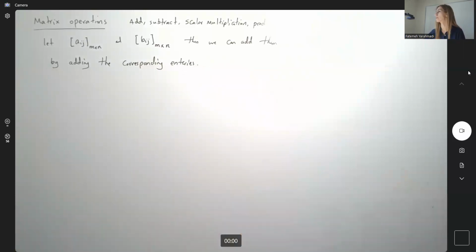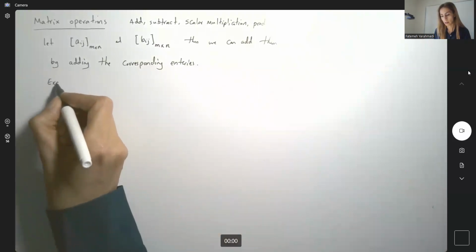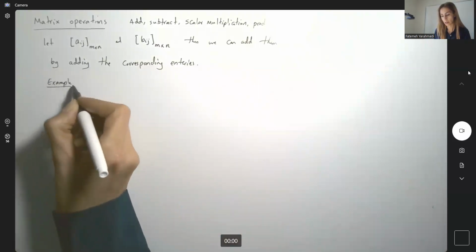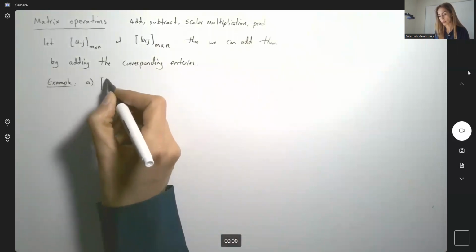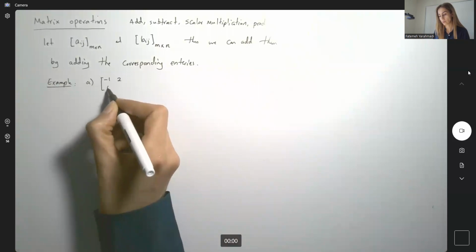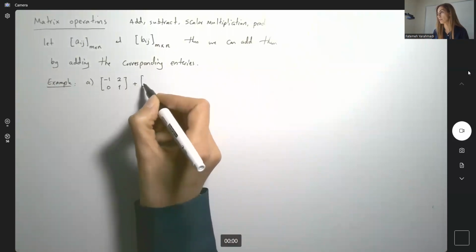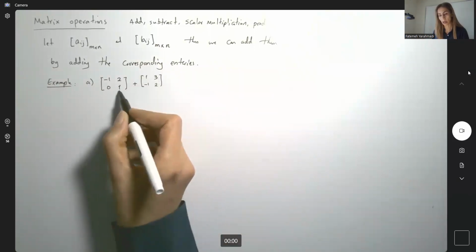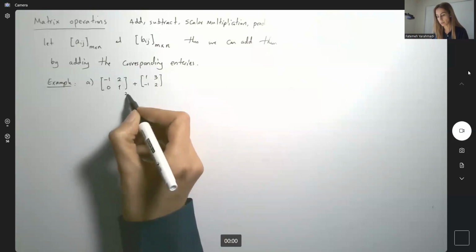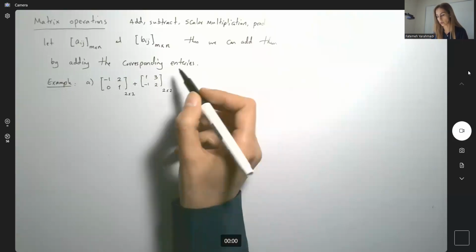Let's take a look at the example from the note. Suppose I ask you to add these matrices. In example A, you have a square matrix, -1, 2, 0, and 1. And the second matrix, another square matrix, 1, 3, -1, and 2. So of course you have a 2 by 2 matrix here, and a 2 by 2 matrix here. It means that you're allowed to continue.